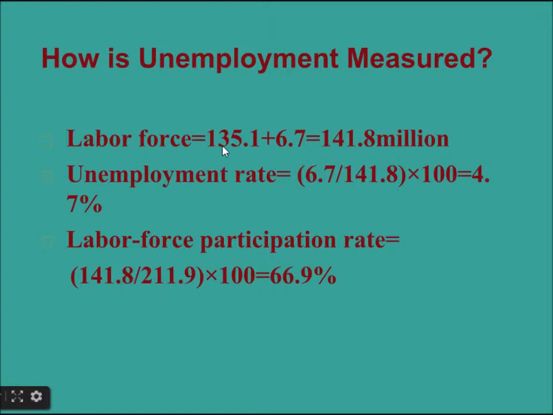Looking at the data previously shown for 2001, labor force is equal to the number of people employed plus the number of people unemployed, which was 141.8 million, and the unemployment rate will be calculated as 6.7, which is the number of unemployed, divided by the total labor force multiplied by 100. So this is the unemployment rate. And labor force participation rate is equal to the total number of people in the labor force, that means employed and unemployed, divided by the total adult population and multiplied by 100, which is 66.9%.